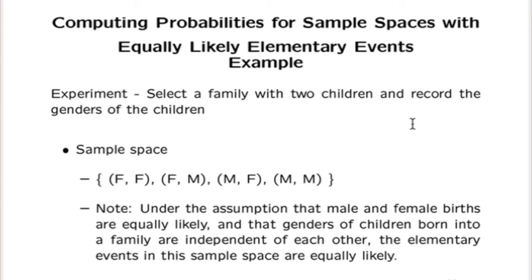Now let's look at this experiment where we're selecting a family with 2 children and recording the genders of the children. So we've identified the sample space. We've got here 4 possible outcomes.